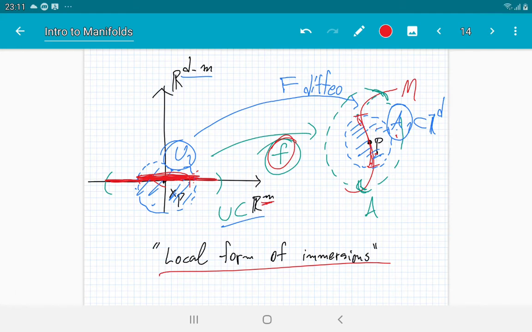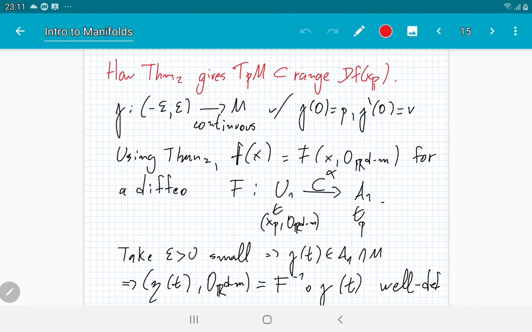So that looks complex. Let's put it to use before we prove the statement. How does it give the theorem? Remember that our goal is this: we have our tangent vector V, and we want to argue that this tangent vector is in the range of df at xp, where xp is a preimage of p. Remember that a parameterization is kind of a restriction of a diffeomorphism. That's what theorem 2 gives us. And this open set here, A1, contains p.